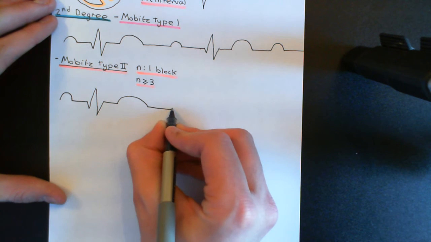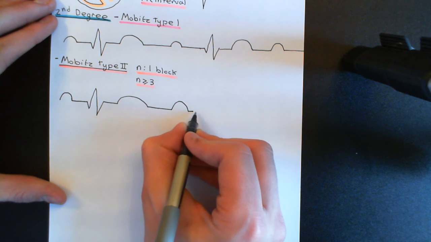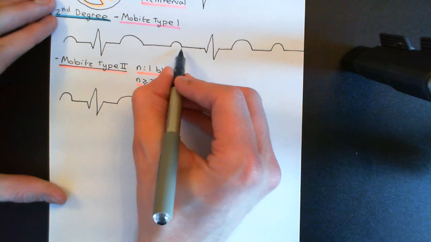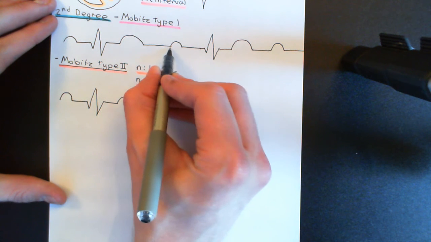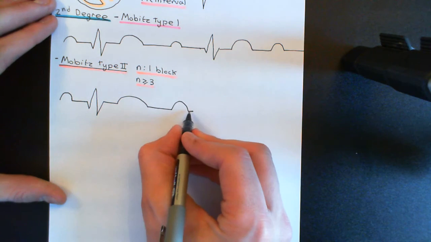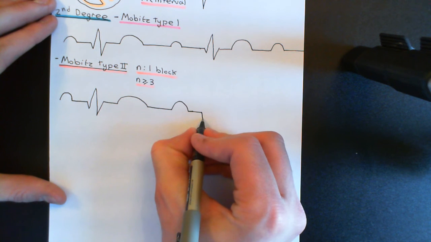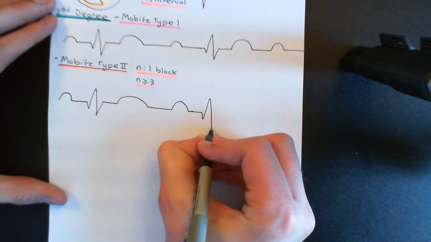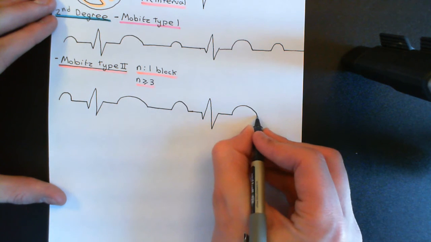Then we'll have the next one along, so here now is the P wave, and this time the interval is not going to lengthen. Remember, in Mobitz type 1, the next second electrical signal, the PR interval, had hugely lengthened. It's not going to lengthen in Mobitz type 2 block. Okay, so it hasn't lengthened. Then what you'll have is the QRS complex here, the ST segment, and then the T wave here.